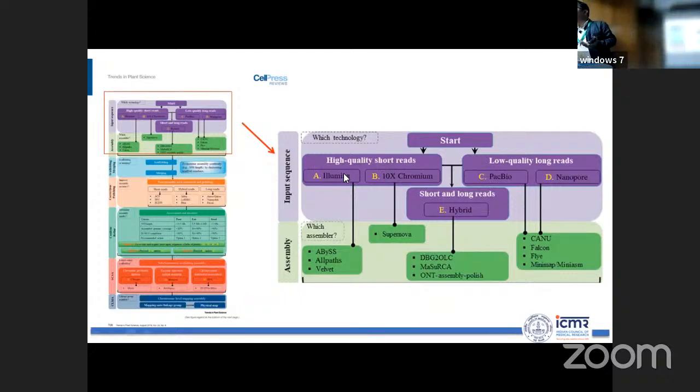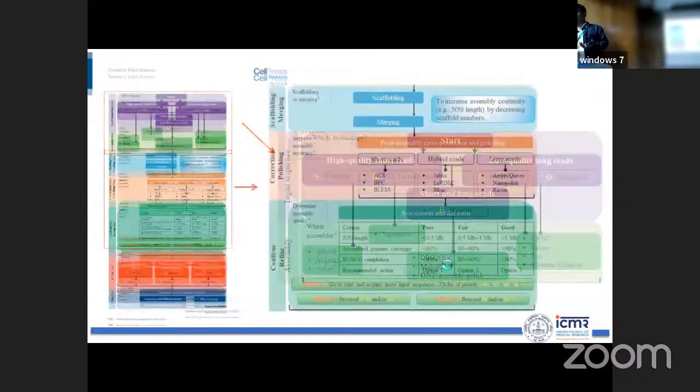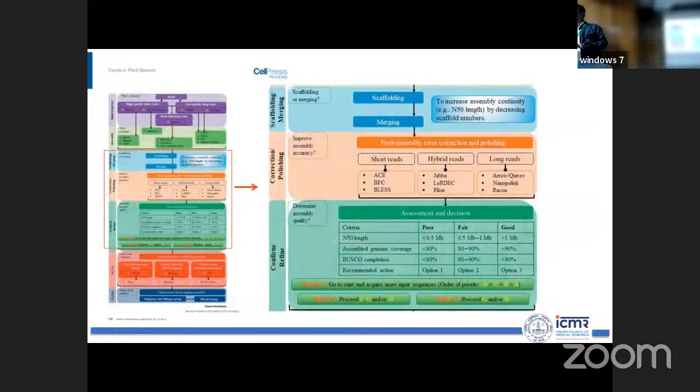So for example, if you are having Illumina or 10x Chromium data, then you should be preferring these softwares. Whereas if you are having long read sequencing data, you should be preferring these softwares. And if you are having both kinds of data, then you should be preferring MaSuRCA. Then you can evaluate your genome assembly for its completeness by using N50 statistics and genome fraction coverage.